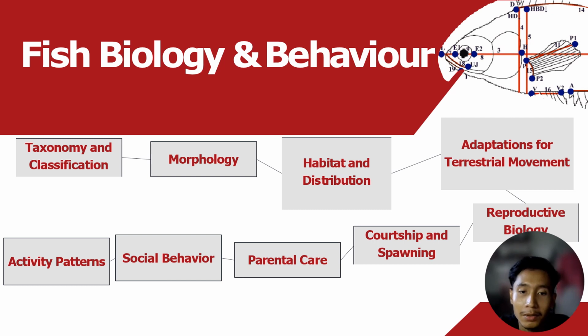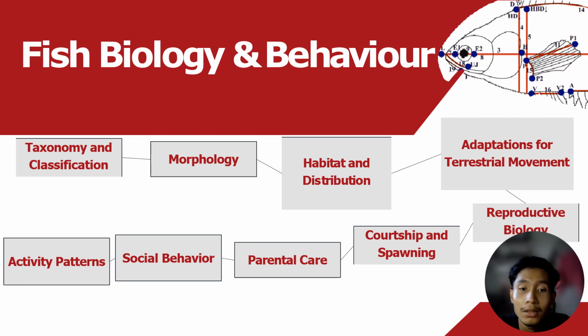Okay, the habitat and distribution: native to freshwater environments in Southeast Asia, found in ponds, rivers, and swamps with slow-moving or stagnant water. Okay, the adaptation for terrestrial movement: specialized gill chambers allowing the fish to breathe air, and the ability to absorb oxygen through the skin, enabling short overland movement. Okay, feeding behavior: omnivorous diet, feeding on insects, small fish, and vegetation. Opportunistic feeder, adapting to various available food sources.